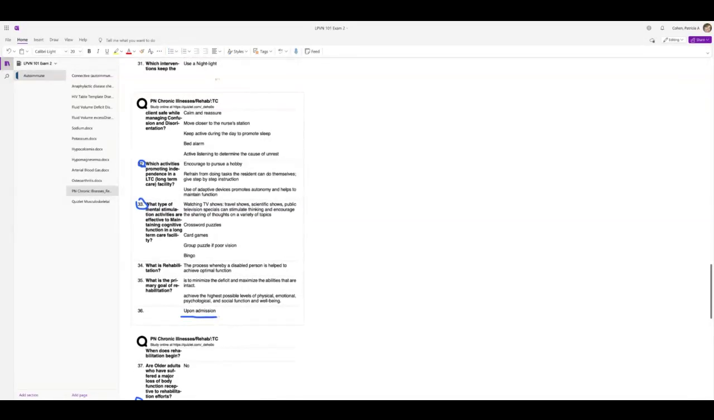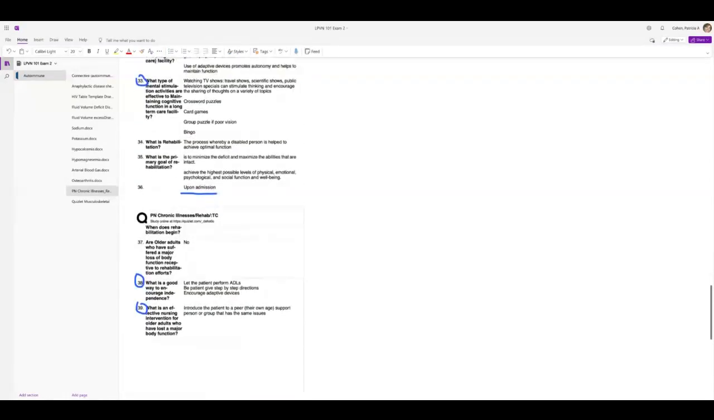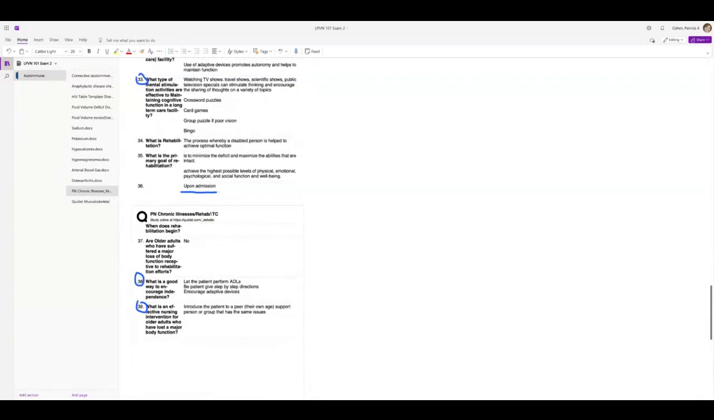And the goal is always to promote functional and social well-being, and we start rehab on admission to the hospital. Okay. And the good way to encourage independence is let them do those ADLs by themselves, give them step-by-step directions, and encourage adaptive devices.